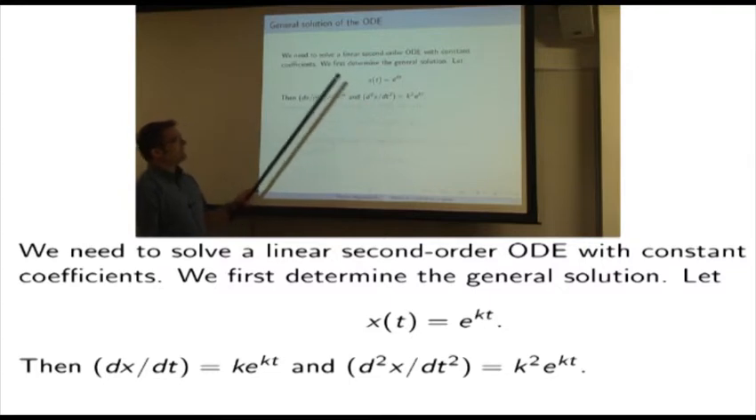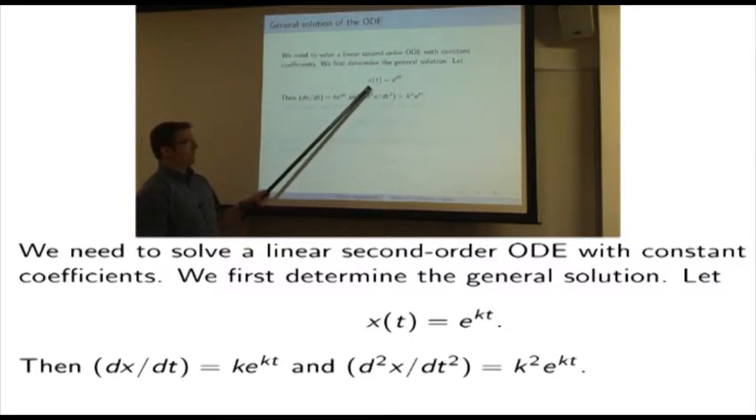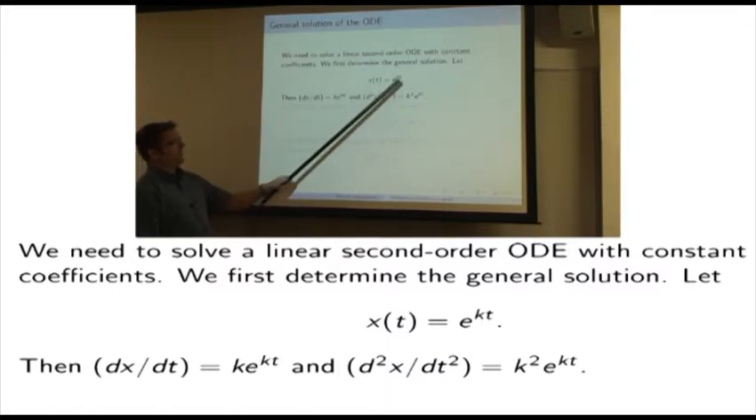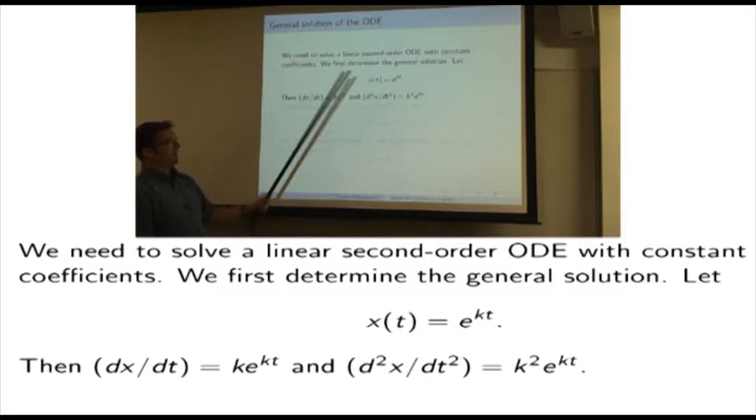Well, for this type of linear second order ODEs with constant coefficients, we can always look for solutions in the following form. x of t is an exponential, e to the kt. All we need to determine here is the number k, or the parameter k. And how do we do this? Well, we just substitute this form of the solution into our differential equation.